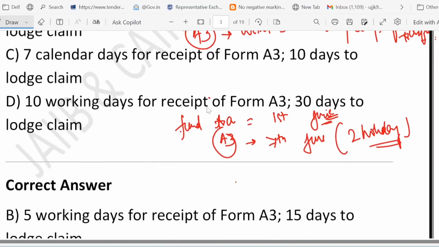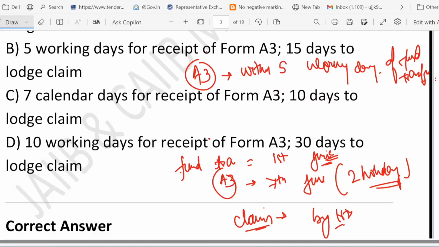If it does not, the beneficiary bank must lodge a claim. The claim must be lodged by the beneficiary bank by 16th June, because I told you a 15-day time period is there for lodging the claim. Remember, these two deadlines are super important.